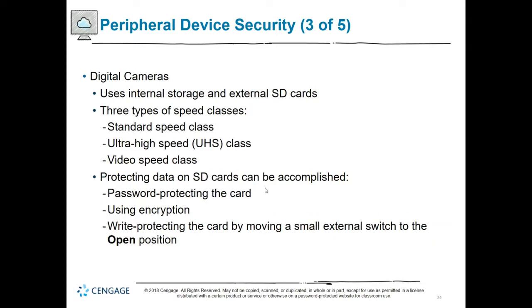A couple of ways we can protect digital cameras. These use internal storage, and they also use SD cards. We've got 3 different speed classes we're not going to get into. But to protect these SD cards, there are a couple of ways you can do this. You can password protect the card. You can use encryption on the card. Or you can write protect the card by moving a small external switch to the open position. Now, that last one, if somebody has physical access to the card, it's very easy for them to just flip it back and then they can have full control over the card as far as being able to write to it or delete images from it.